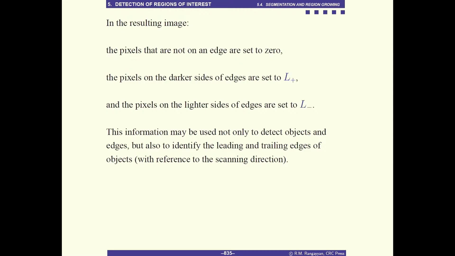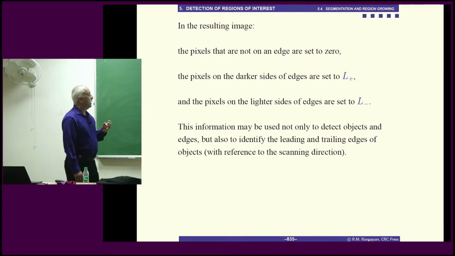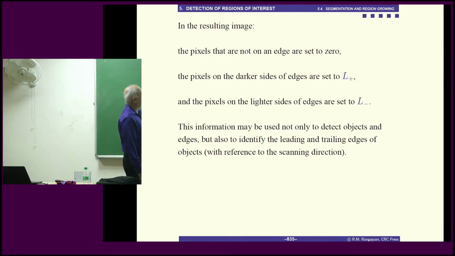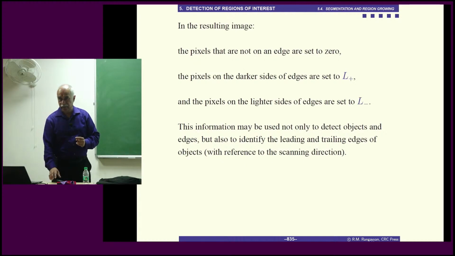So the pixels that are not on an edge are set to 0. The pixels on the darker side are set to L plus. Pixels on the lighter side are set to L minus. So this can be used not only to detect objects and edges, but also to identify the leading and trailing edges of objects with reference to the scanning direction.